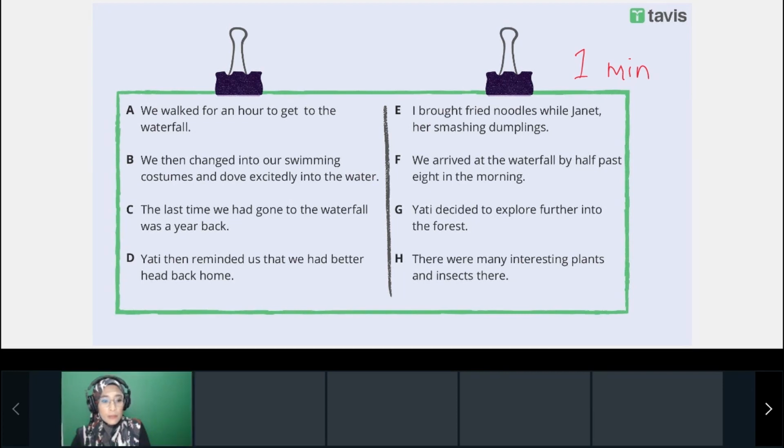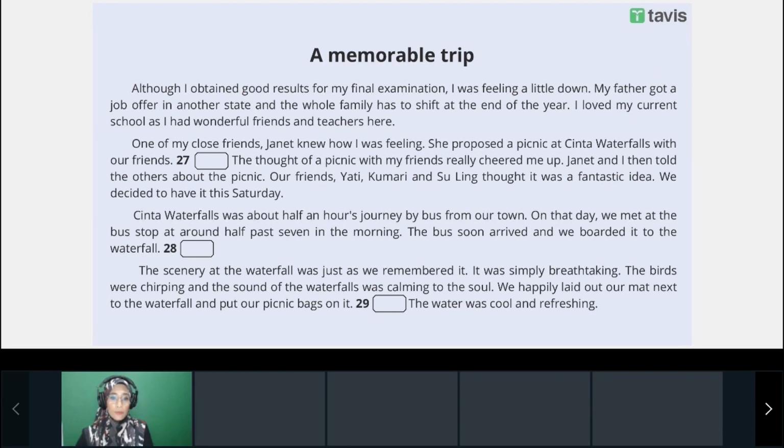So now we are going to go to the passage itself, or the text itself. Now let's have a read at this one, starting from here. So this is about a memorable trip. Now, anyone here has any memorable trip, maybe with their friends or maybe with their family? Any one of you has one?